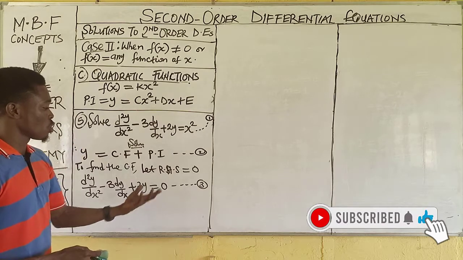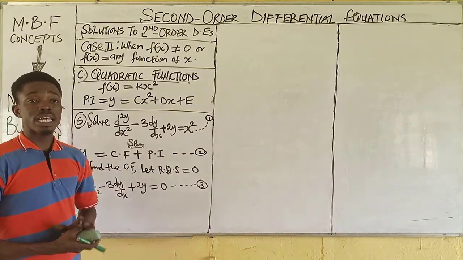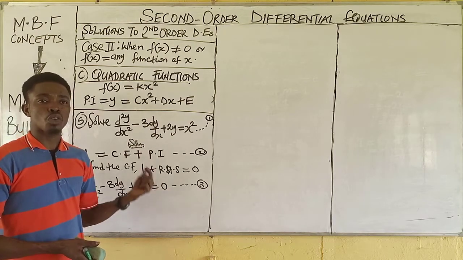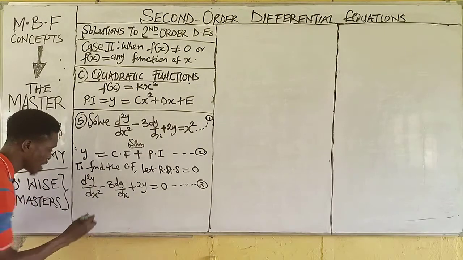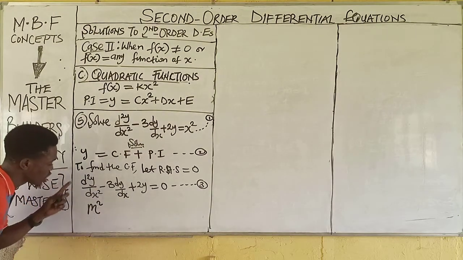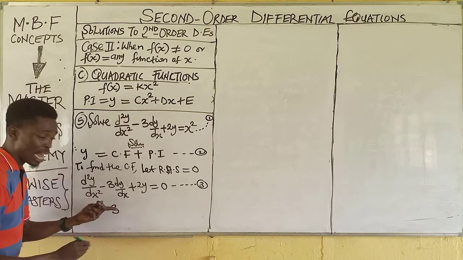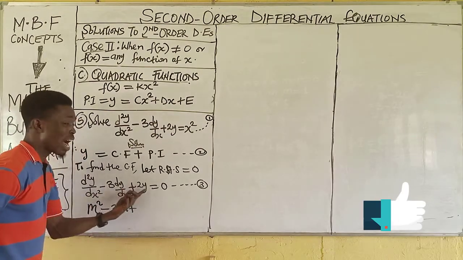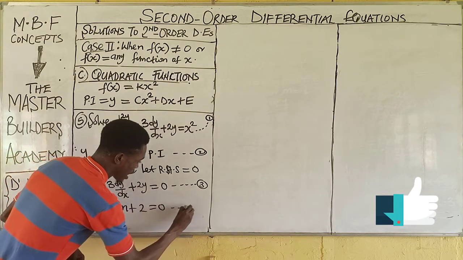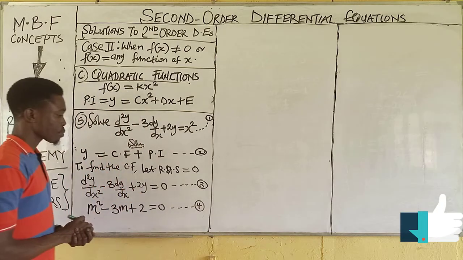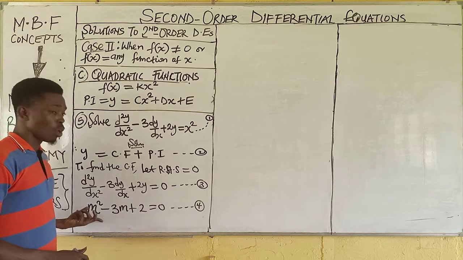Having obtained equation 3, by making the right hand side of the given equation 0, the next thing you do is to deduce the auxiliary equation from equation 3. And the auxiliary equation is simply given as m squared, when you change d squared y over dx squared to m squared, then minus dy over dx is minus 3m, then plus y is 1, so 2 multiplied by 1 is 2. This is equal to 0. And we tag this as equation 4.